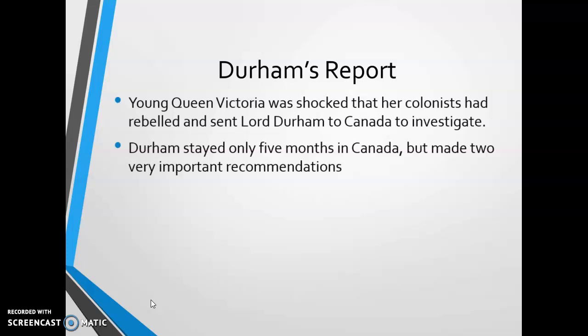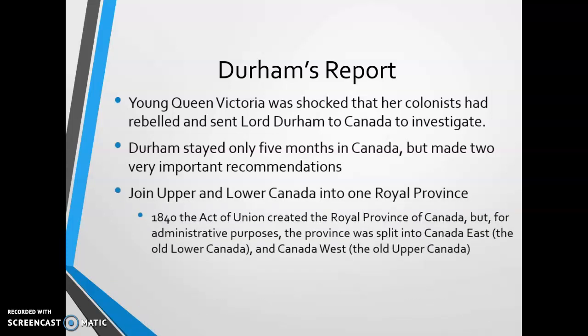Now, Durham was a rather unfortunate choice because he was racist. He hated the French. So he only stayed 5 months in Canada. But he made two very important recommendations. The first was that Upper and Lower Canada should be joined in one royal province. So in 1840, the Act of Union created the Royal Province of Canada. However, it was such a large area, they still had to split it up. They now called the two parts Canada East and Canada West. So Canada East is the old Lower Canada, Canada West is the old Upper Canada.